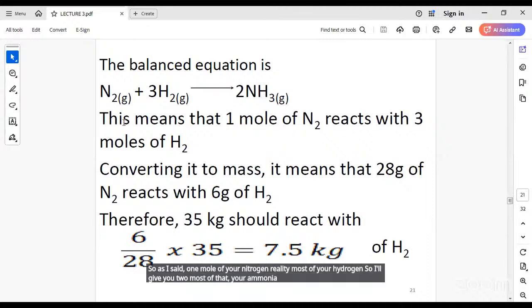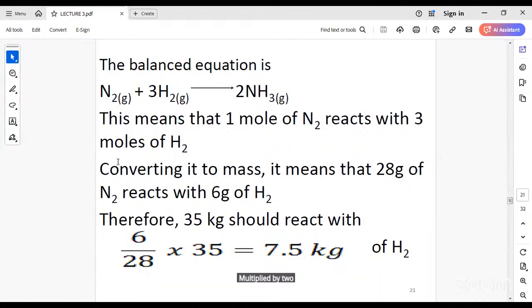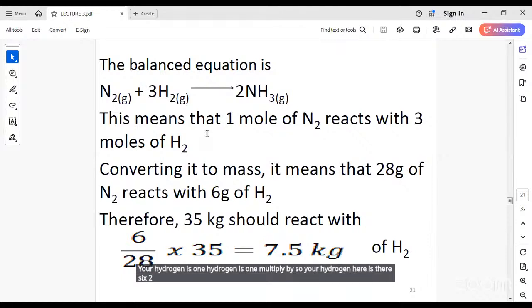So converting it to mass, your nitrogen will be what? Your nitrogen is 14 multiplied by 2 because it's just 1 mole. That will give us 28. Your hydrogen is 1 multiplied by, so your hydrogen here is 6. 2 times 3 is 6. So what it means is that 28 grams of your nitrogen will be required for 6 grams of your hydrogen.